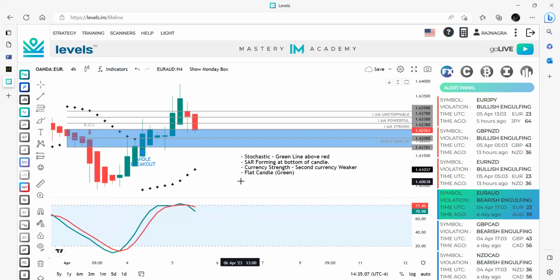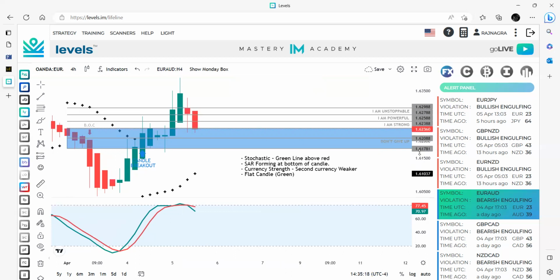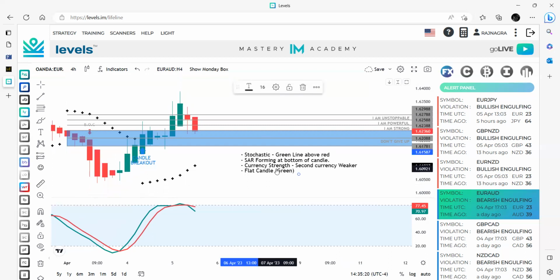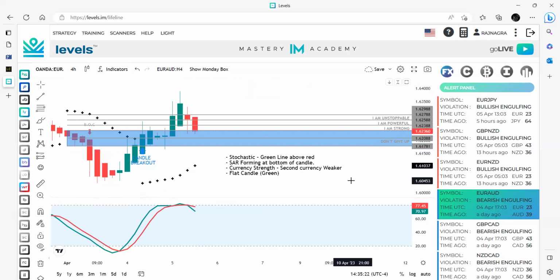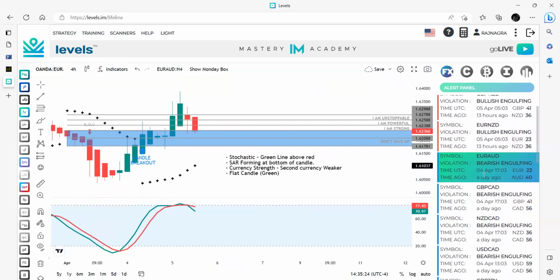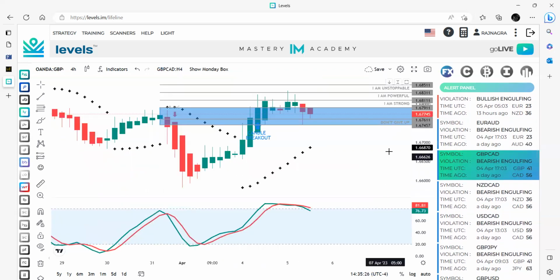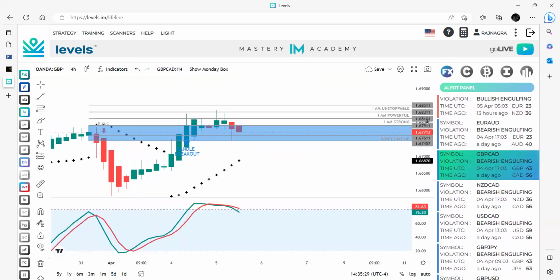And lastly, flat candle green. So as you guys can see here, there was a flat candle, no wick at the bottom, and all 3 TPs were smashed. So this is exactly how Levels works. It's very easy. You just need to start to practice the strategy and you can start to take trades.